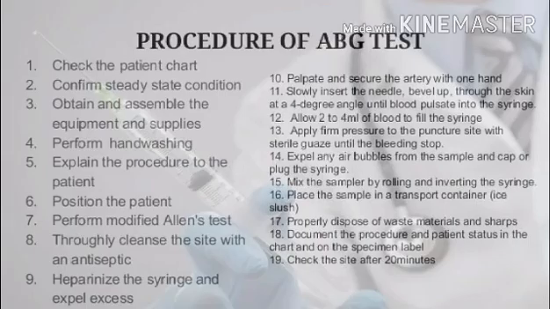Number 13. Apply firm pressure to the puncture site with sterile gauze until the bleeding stops. Number 14. Expel air bubbles from the sample and cap or plug the syringe. Number 15. Mix the sample by rolling and inverting the syringe. Number 16. Place the sample in a transport container with ice slush.